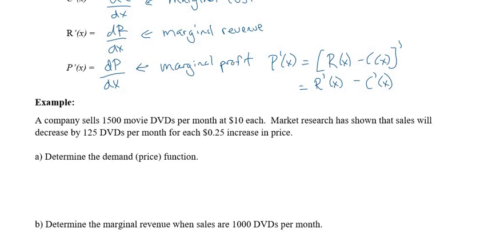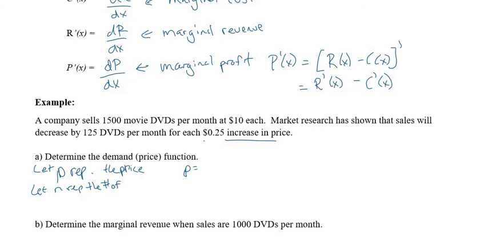So let's say let P represent the price, and when we're talking about P, we're talking about that in terms of increases in price. So let's come up with variables to represent the number of increases in price. So let N represent the number of increases in price.